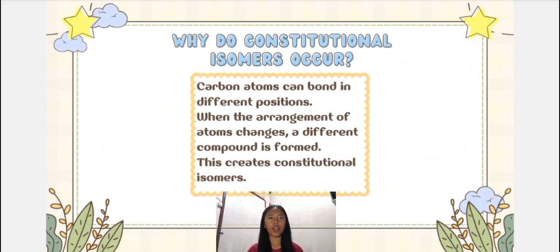Why do constitutional isomers occur? Constitutional isomers occur because carbon atoms can bond in different positions. When the arrangement of atoms changes, a different compound is formed. Mao nga bisan pareho sila og molecular formula, mahimong lahi pod ang ilahang structure.